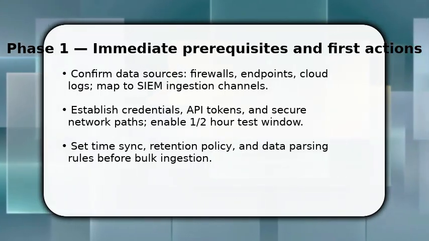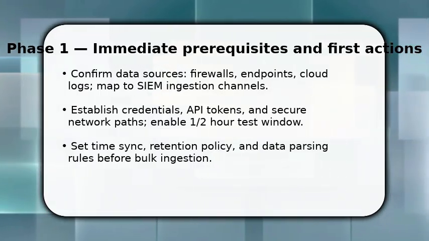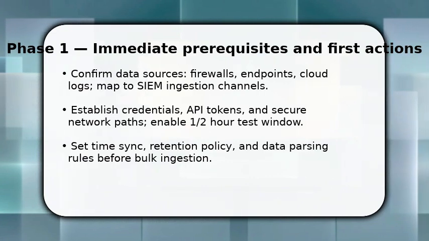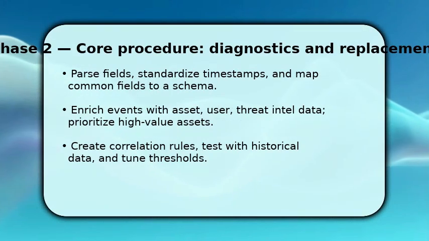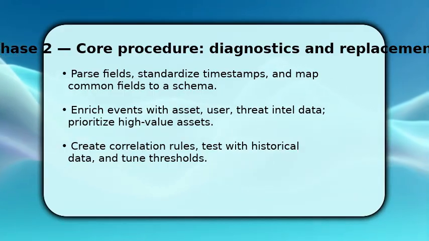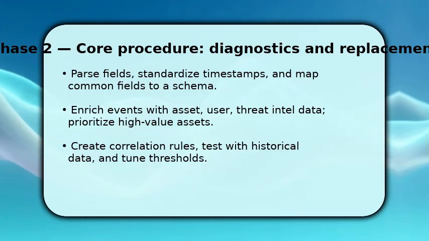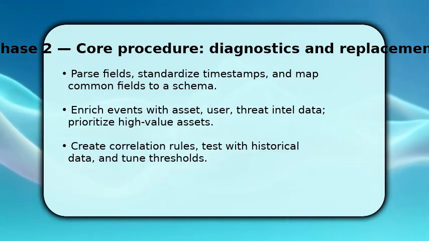Proceed to normalize and enrich the incoming logs. You now normalize and enrich so alerts mean something. Parse raw logs into fields, standardize timestamps, and map to a consistent schema. This enables correlation across sources. Next, enrich events with asset context, user identity, and threat intelligence so risk scores are meaningful.